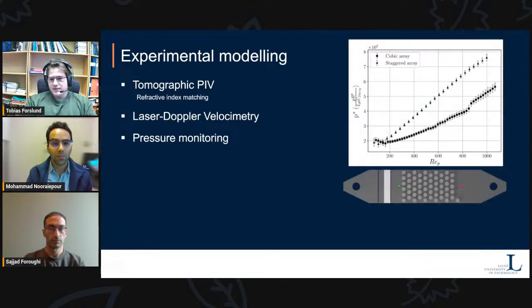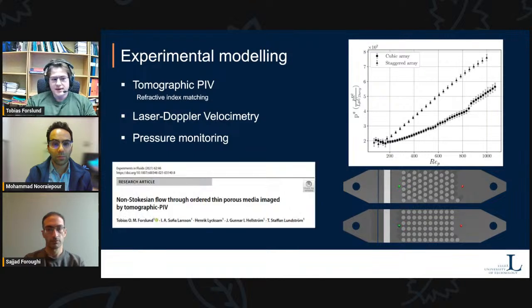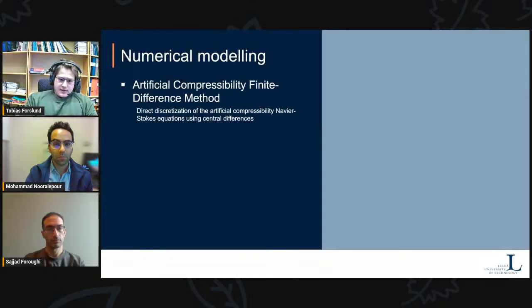And this can also be complemented with a pressure monitoring procedure, which we have used in this article here. You can read it if you're interested in finding out more about how these experimental procedures are set up and done. It's called Non-Stokesian Flow Through Ordered Thin Porous Media Imaged by Tomographic PIV. So that's the experimental methods that we used.